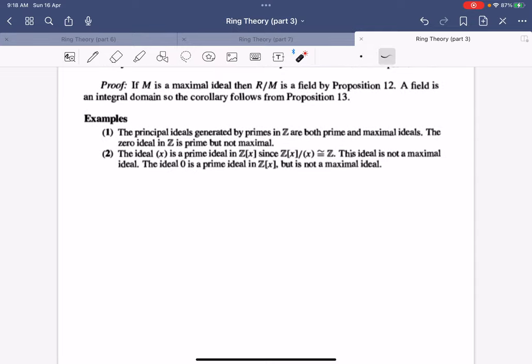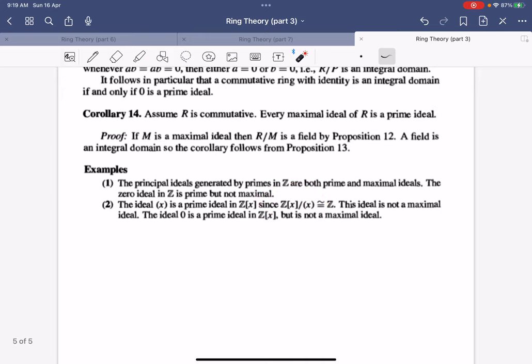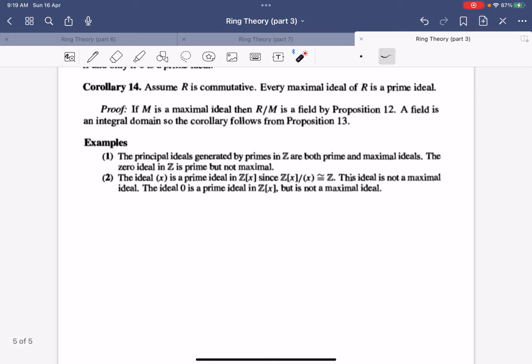And so some examples of prime ideals will of course be the principal ideals generated by primes in the integers. And we can actually check that the ideal generated by x is prime since when you quotient it, it's an integral domain. However, we already showed that this ideal is not maximal, and so we have found examples of ideals being prime but not maximal, even though every maximal ideal is prime.